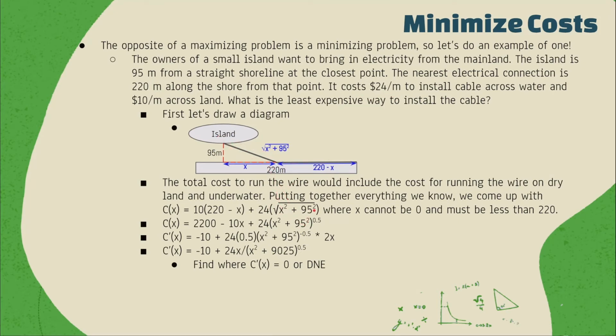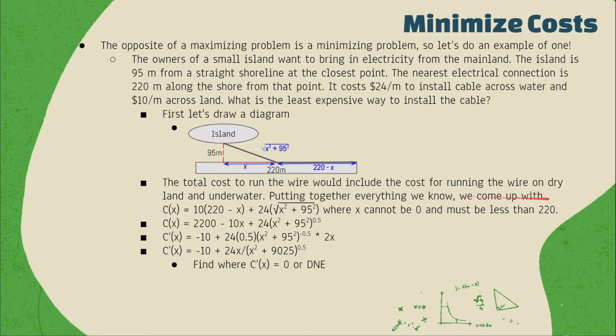We know that x cannot be 0 because then that would mean we are running all the way over here, which is again not something we can do because you will not be optimizing anything. And we know it must be less than 220 because then if it was bigger, you would just go across the given restrictions in the question.